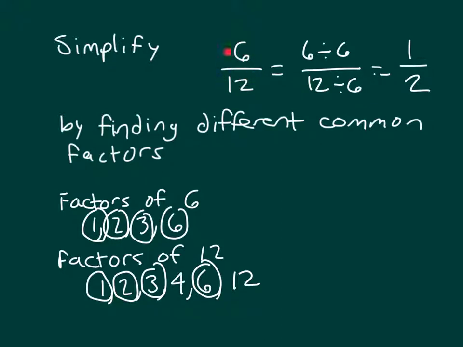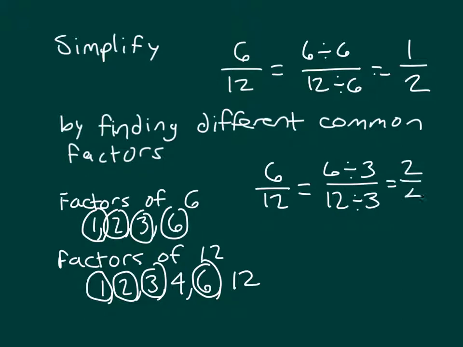So that 6/12 does equal 1/2. Now, if I tried to simplify 6/12, and I was saying, okay, well, let's try 3, this is what would happen. I would have gotten 6 divided by 3, and 12 also divided by 3. 6 divided by 3 is 2, and 12 divided by 3 is 4. So while 6/12 does equal 2/4, 2/4 is not in simplest form. I would have to do some more work to fully simplify that fraction.